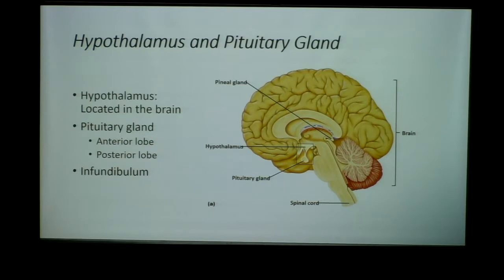The anterior lobe receives a portal circulation, and I'll describe what that means, okay? So basically the posterior lobe has neurons, and the anterior lobe has that portal circulation, and I'll talk about what that means in a bit. And then finally, the infundibulum is the stalk that connects the hypothalamus to the pituitary. So this stalk-like connection here is called the infundibulum, and it bridges or facilitates that communication from the hypothalamus down to the pituitary.